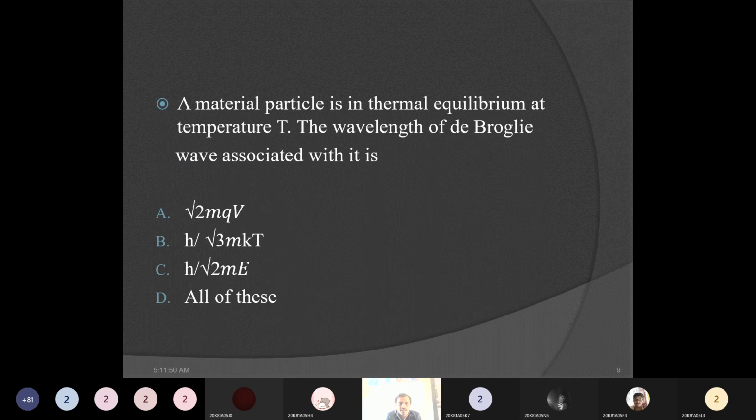Next, a material particle is in thermal equilibrium at temperature T. The wavelength of the de Broglie wave associated with it is, so what is the formula? Already you know that. What is the de Broglie wavelength formula? Lambda is equal to h by p. Here p will be in terms of temperature T. So how can we write p in terms of T? We have to know that. That is the answer here.